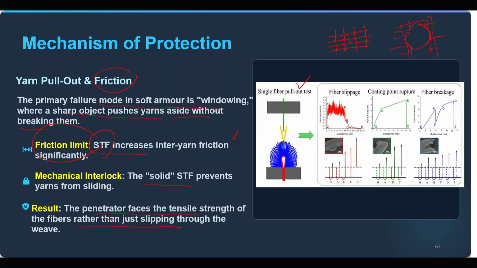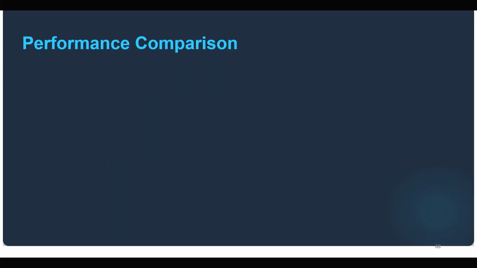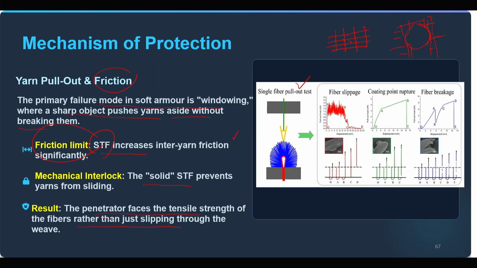One is the shear at the slow, lower rate, where the inter fiber or inter yarn friction increases. At a high rate, due to the solidification of the STF, there will be locking and the load will come onto the fiber. So, the fiber will break, and the fiber will take the load of the penetration without any slippage.